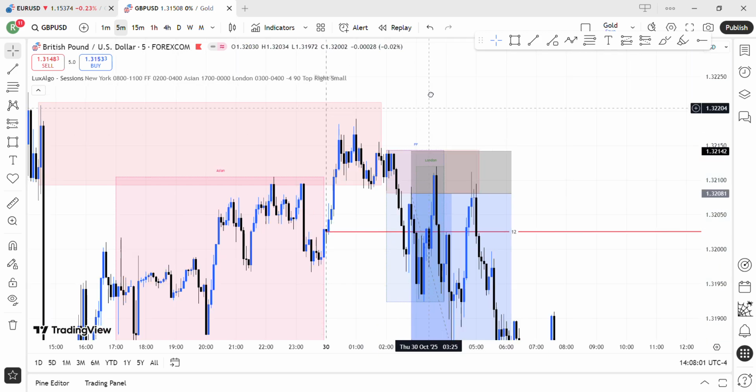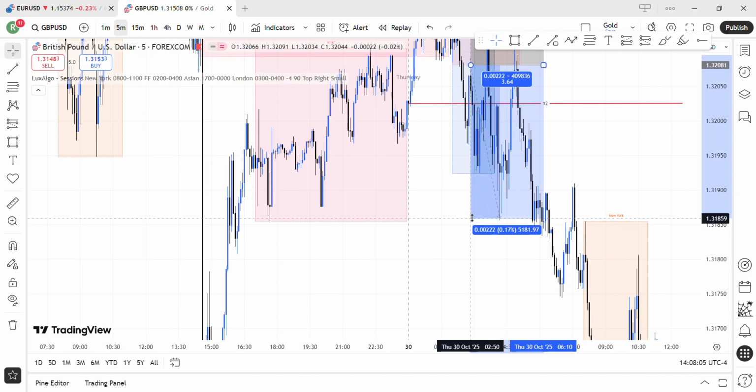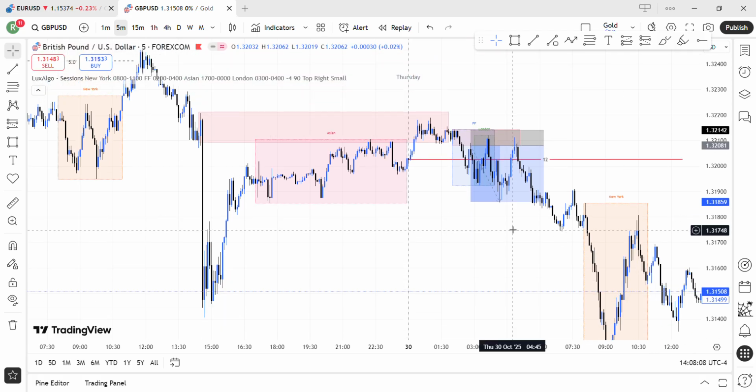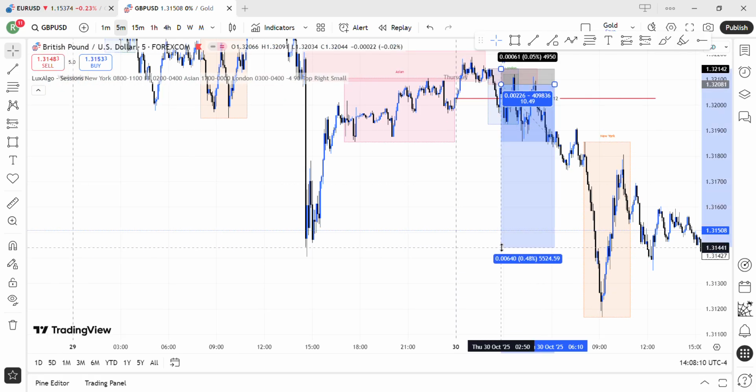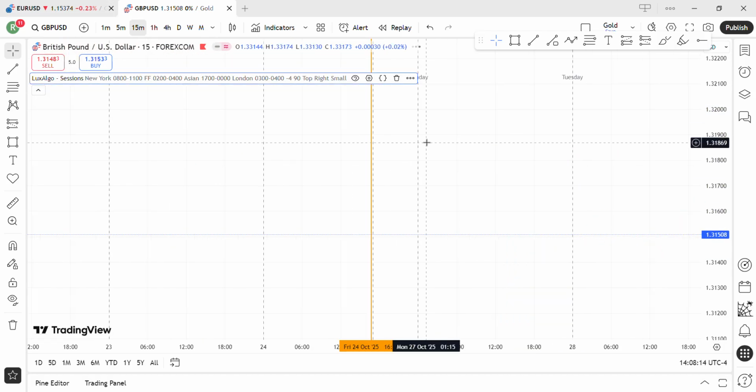Your stop loss should be above this, which is 6 pip, which is very less. The minimum target you can go for is Asia low, which is 1:3. You can target here also, but you have to hold it for long enough for that. Okay, what happened during New York?